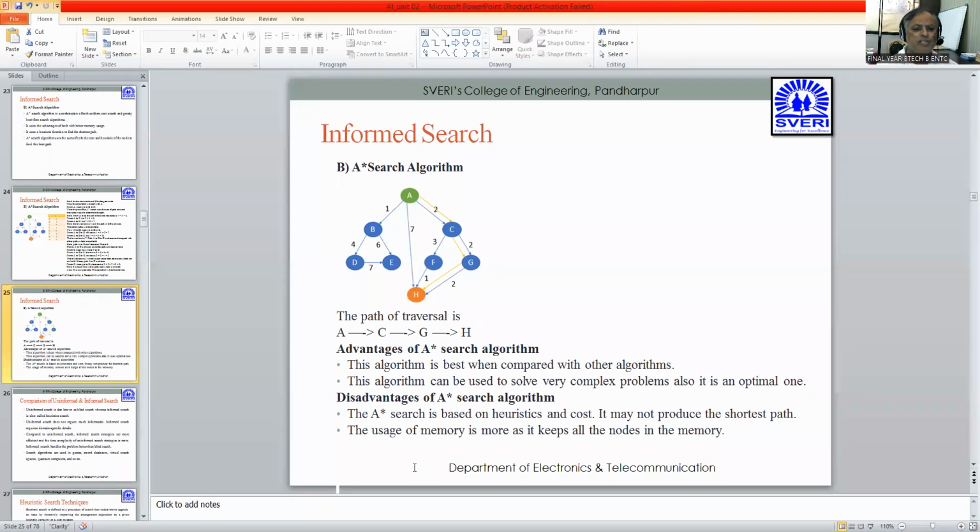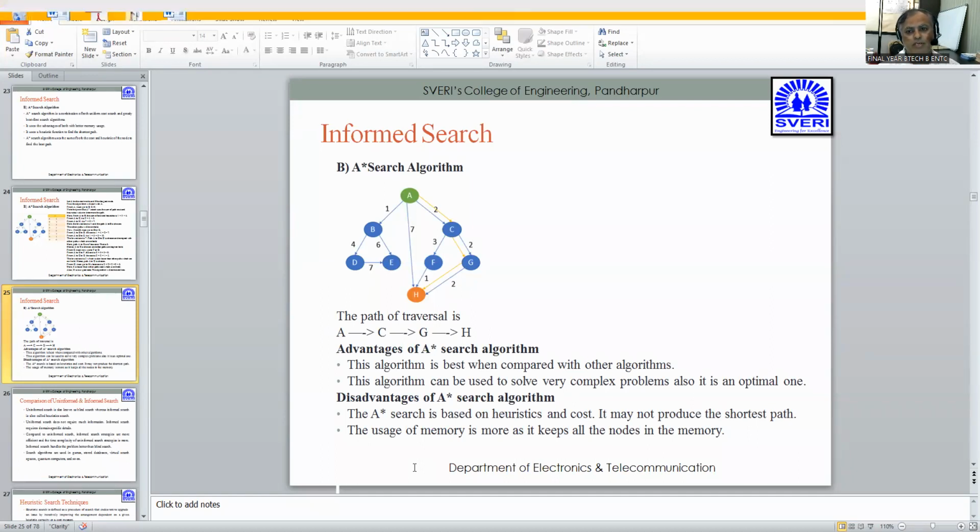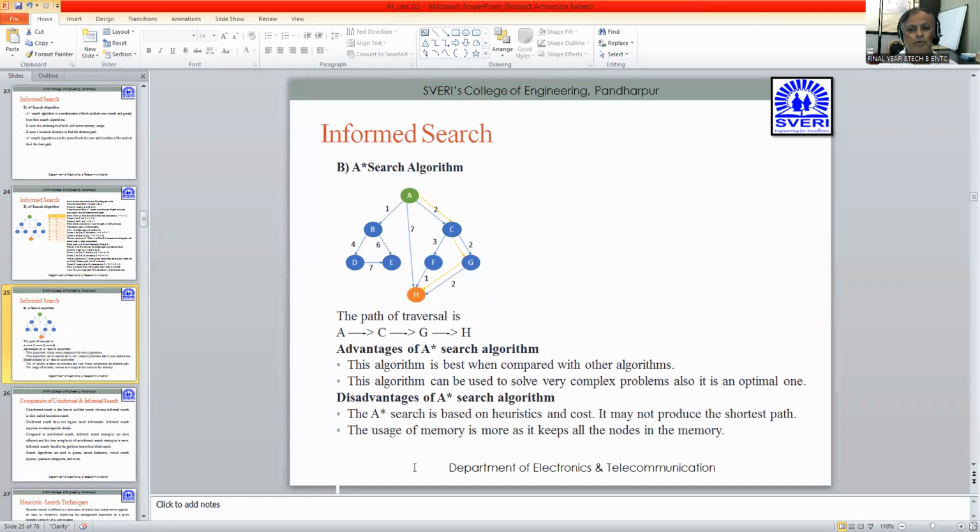Depending upon that, the search algorithm will be selected. The advantage of the A star search algorithm is it is the best when compared to the other algorithms. सारे algorithms को compare करेंगे तो ये best algorithm है, and it can also be used to solve complex problems, and also it is an optimum one. This is a very good advantage that it gives an optimal solution. See, optimal solution means optimum का word का meaning है above average. So it can give you above average results. That is also a very good thing. It can be used to solve complex problems. This is a very small example. If the data is huge, then this becomes really complicated. At that time also this search algorithm will be very good.